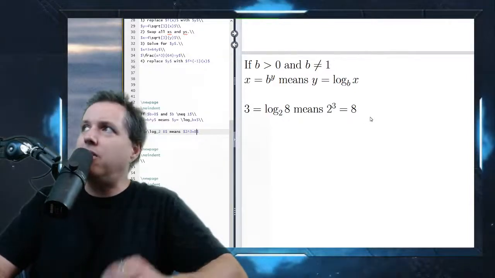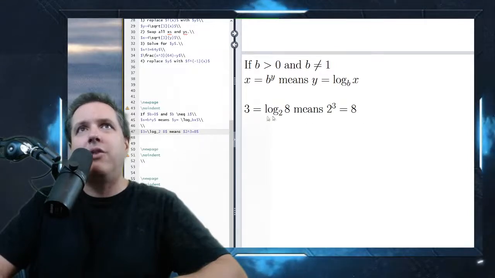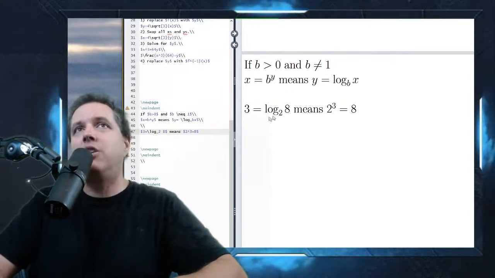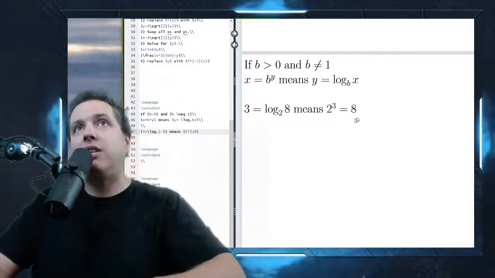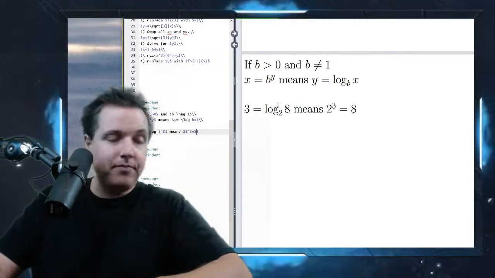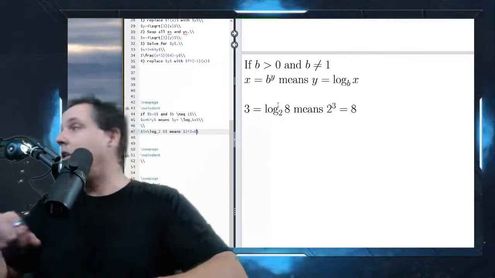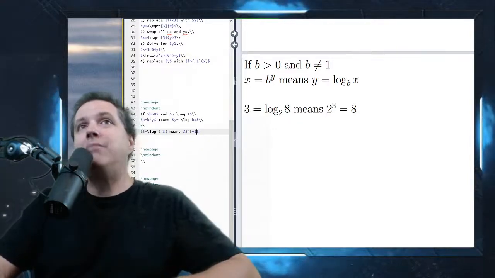2 cubed equals 8. 2 times 2 times 2 equals 8. Yeah, that's right. That makes sense. But over here with this log, I'm confused. It's just a different way of rewriting the same thing. The same information in 2 cubed equals 8 is encoded here in 3 equals log base 2 of 8. But it's a different way of writing it that we sometimes have to use.